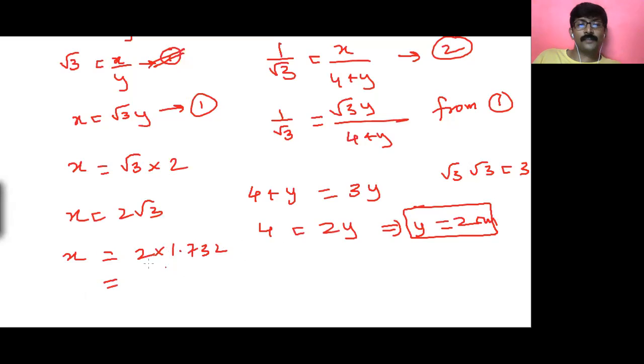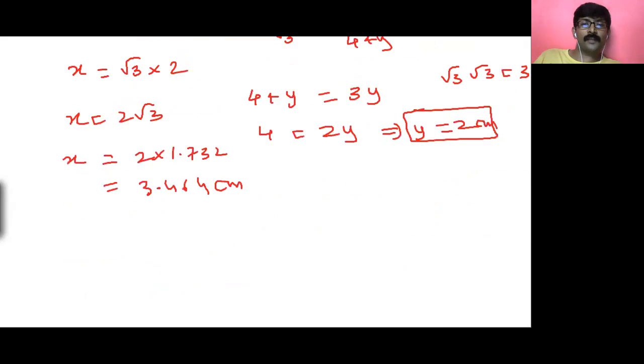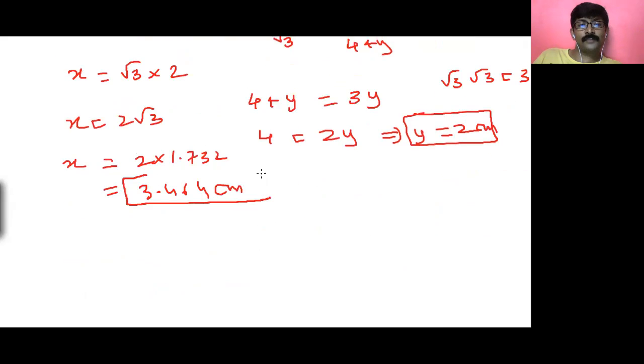So ये क्या बनेगा, 1.732 into 1.732 into 2 कर दे तो 3464 and then the point would be over here. So 3.464 सेंटीमीटर. अब बच्चों यहाँ पर क्या करना पड़ेगा? एक्चुअली यहाँ पर आपका आंसर रेडी है, बट यहाँ पर ओरिजिनल फॉर्मेट में लिखना पड़ेगा.